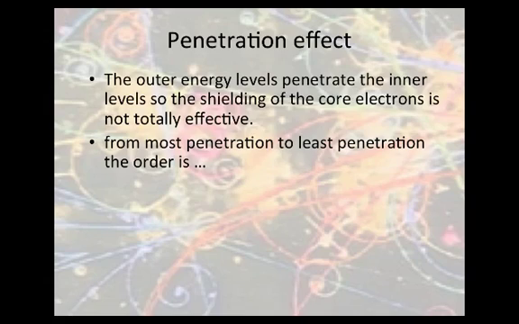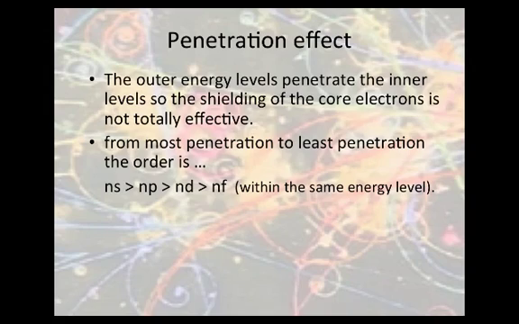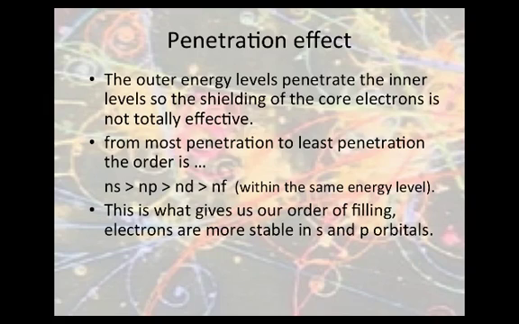But most... let me start over. From the most to the least penetration, we go in order of s, p, d, f within the same energy level. So what this means is that electrons prefer to fill in the s and the p energy levels before they go into the d and the f. But when they do go into the d and f, their energy level drops down to something lower, so they won't be valence electrons anymore.